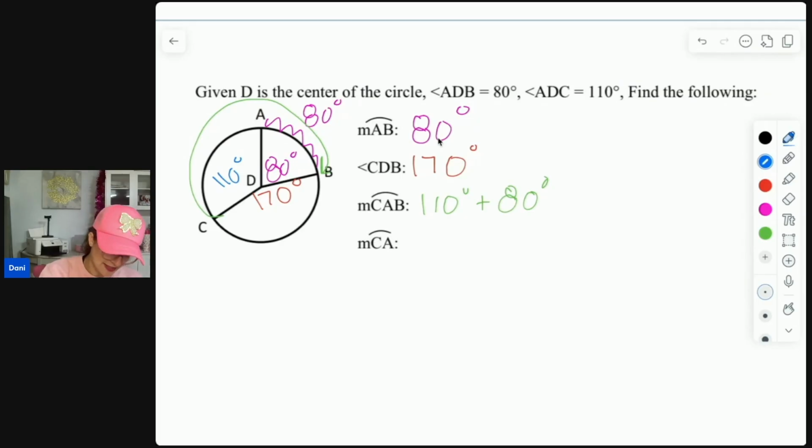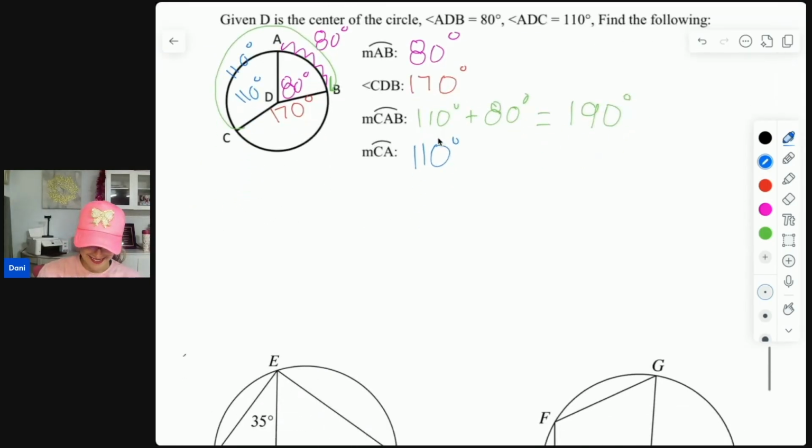How did I get 110? This arc AC must also be 110 because central angles are equal to its arc. So sorry for skipping a step there. And the sum of those two is 190 degrees. And then lastly, it wants arc CA. Oh, we found that. Silly us. 110 degrees. Yay! I hope you did good if you paused it.